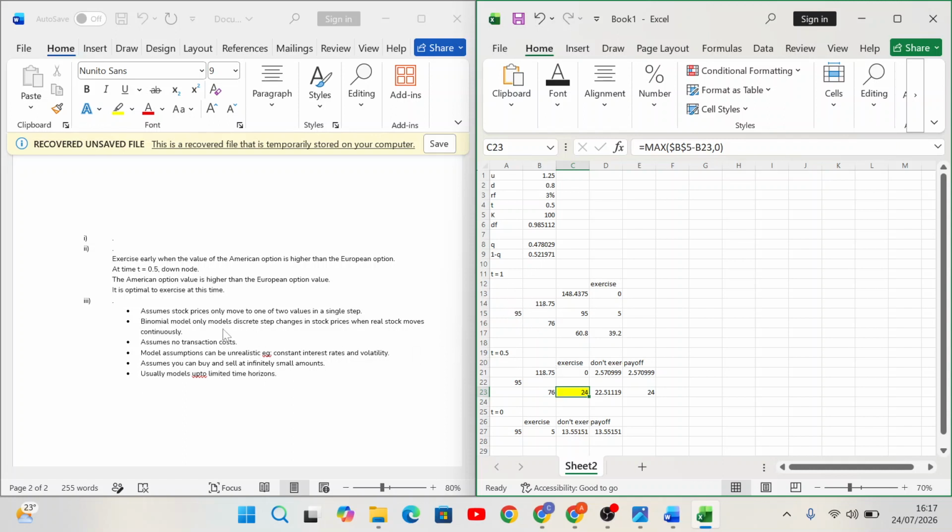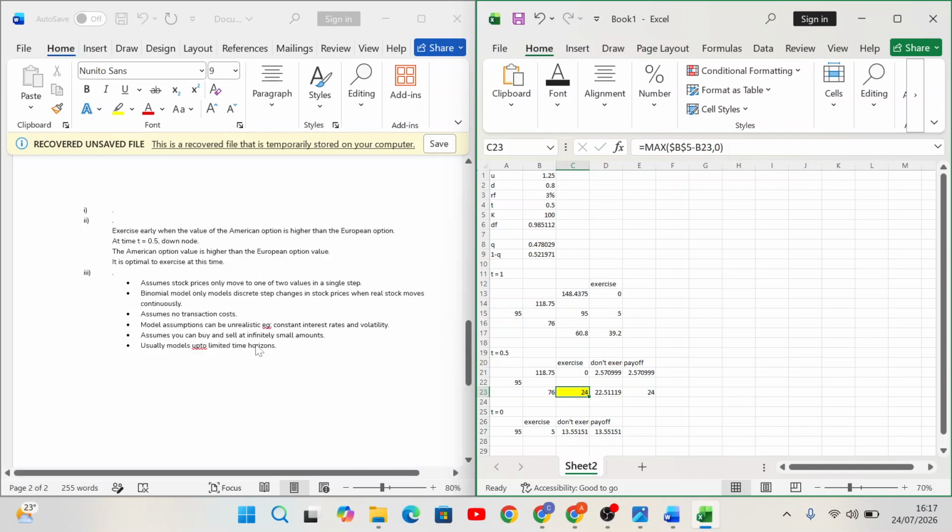Number two, the binomial model only models discrete step changes in stock prices when real stocks move continuously. So here you can see that the time is discrete. It's either 0, 0.5, or 1, while we know that in the real world stocks move continuously. We're also assuming that there are no transaction costs, there's no taxation, and then the model's assumptions can sometimes be very unrealistic, like assuming a constant interest rate and constant volatility, when in the real world these values change.